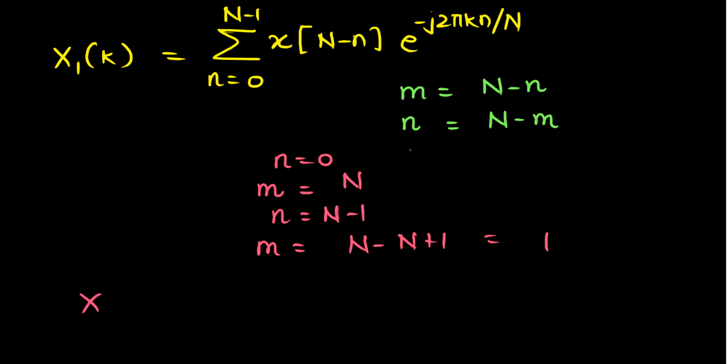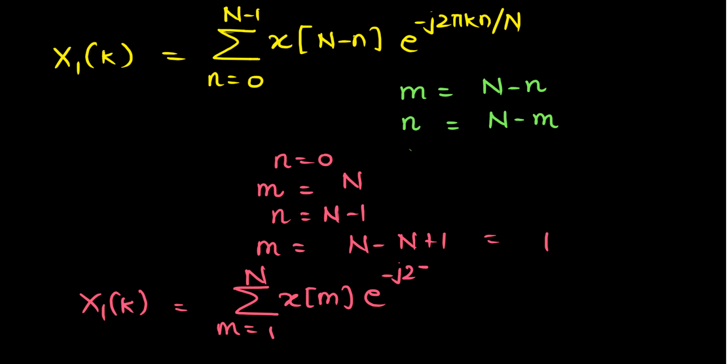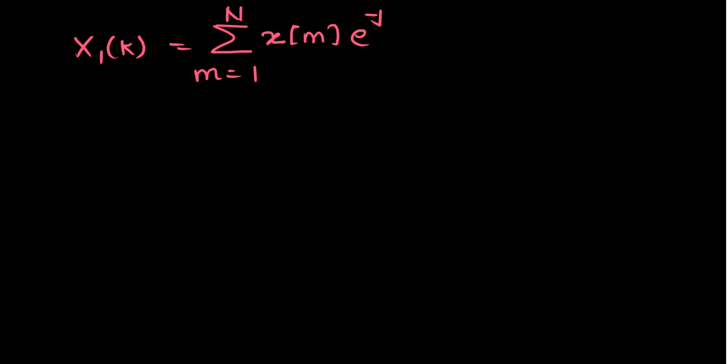So what we have is x1 of k, it is equal to summation m running from 1 to N x of m e to the power minus j 2 pi k, inside the bracket it is N minus m, by N. So we have x1 of k is equal to summation m running from 1 to N x of m into e to the power minus j 2 pi k into N minus m by N.